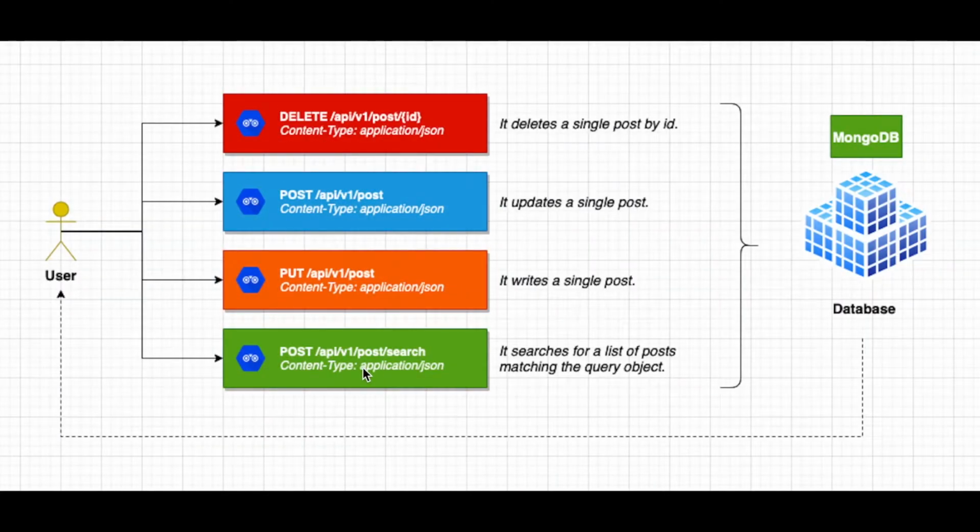The first is a POST API that will receive from the HTTP requests an application JSON body that will be a sample post to search on the database. The second one will be a PUT that writes a single post on the database. The third API would be a POST that will have to update a single post existing on the MongoDB. The fourth one, the DELETE API, will just delete an existing post by passing its own identifier. In this case, the identifier is a hash handled by the MongoDB.